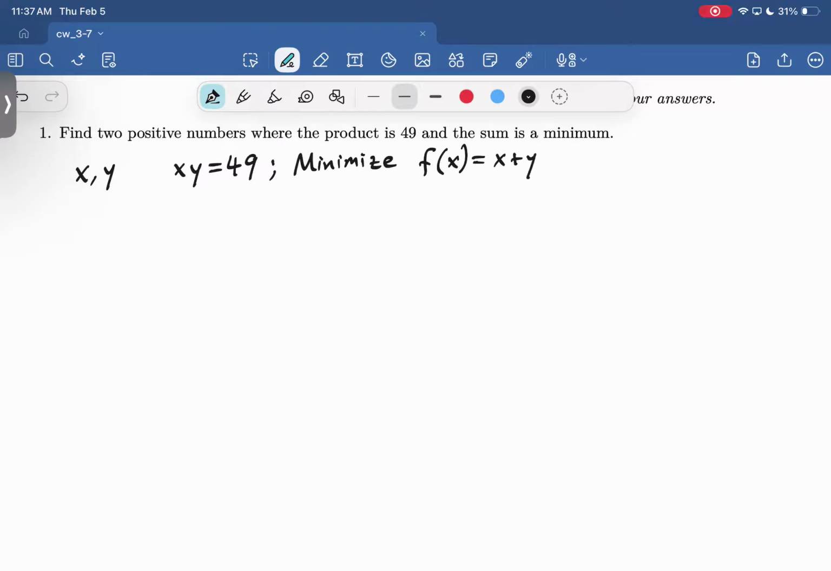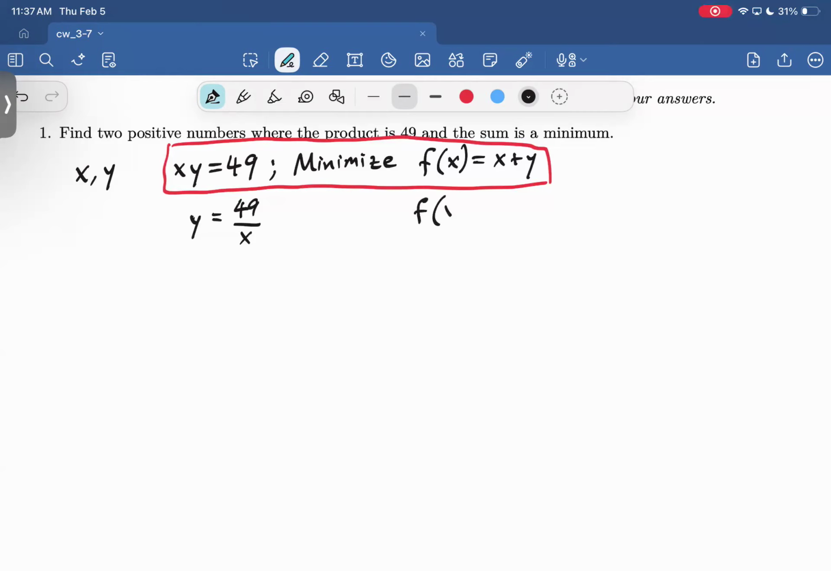So that's the basic parameters of the question. The problem is our function has two variables in it, right? We want to make it into one variable. So let's try to write y in terms of x. Well, if we have xy equals 49, then y equals 49 divided by x. So we're really just trying to minimize f of x equals x plus 49 over x.